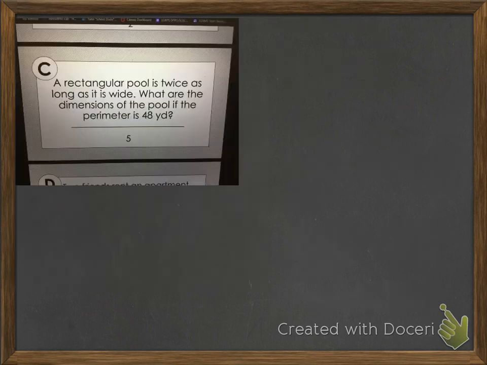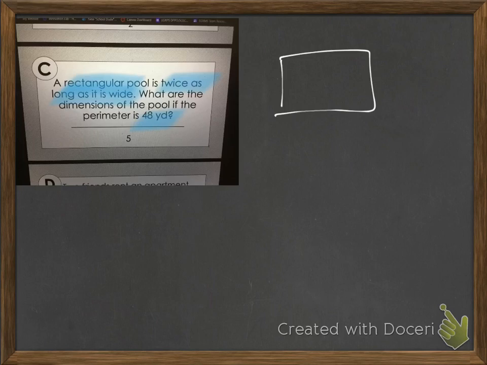All right, so here's our next slide in the maze. We have a rectangular pool. It's twice as long as it is wide. And we know the perimeter is 48 yards. So I like to draw a picture. Twice as long as it is wide.